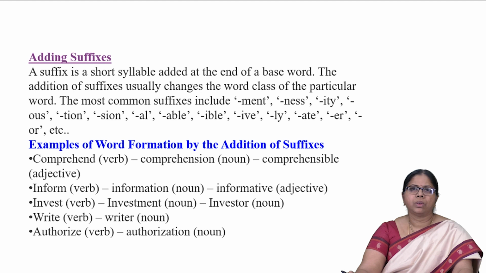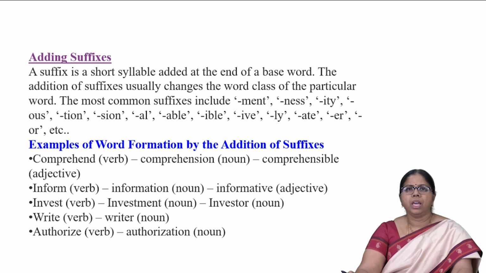Okay. Next, inform. Inform is a verb. What is the suffix we have added for inform? TION is the suffix we have added, and the derived word we got is information, which is a noun. And one more derived word: by adding TIVE, we get informative, which is an adjective. So from inform we have got information and informative.